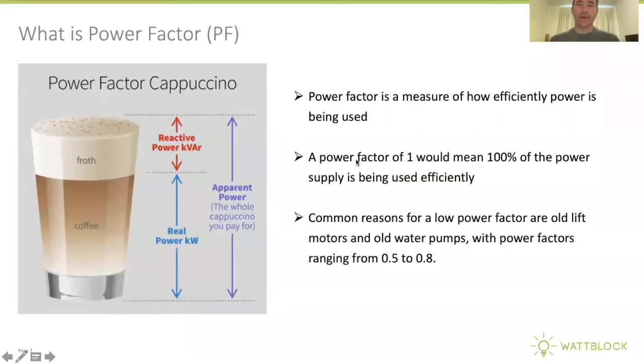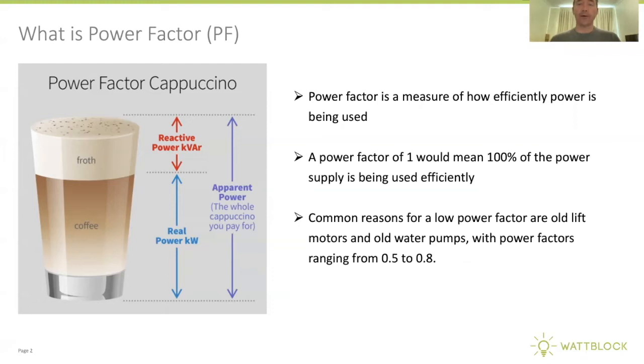So a number of our strata apartment buildings have old lifts, perhaps two old lifts, maybe an air conditioning system. And a number of these apartment buildings often have a poor power factor, but power factor is not very well understood. So we're going to use a cappuccino as an analogy to explain what's going on.